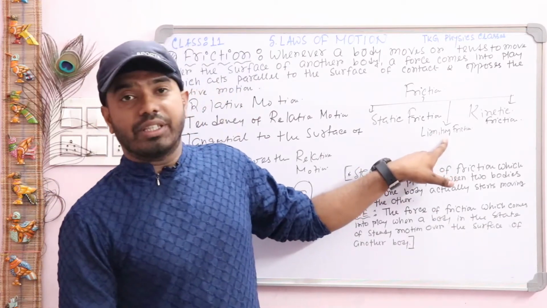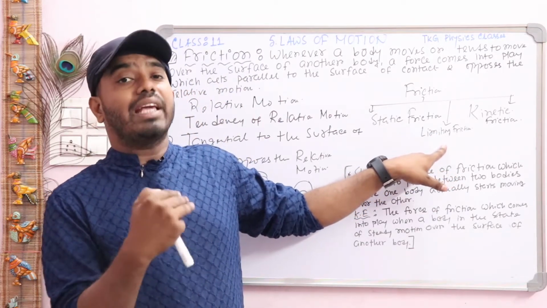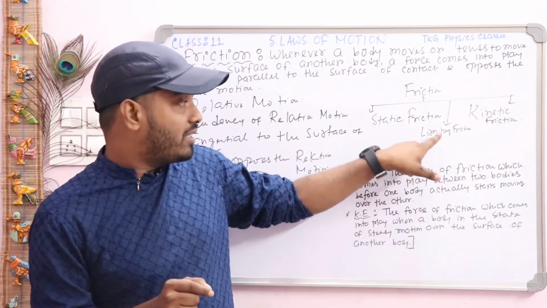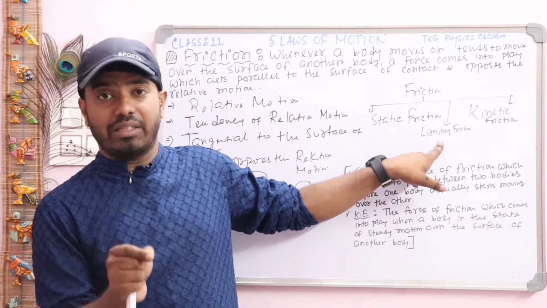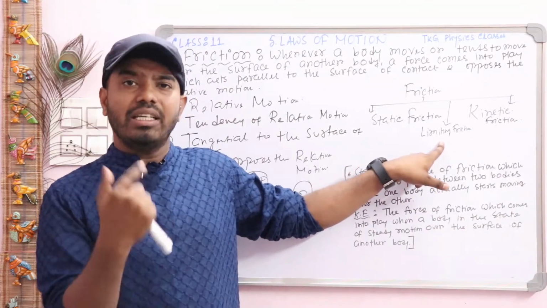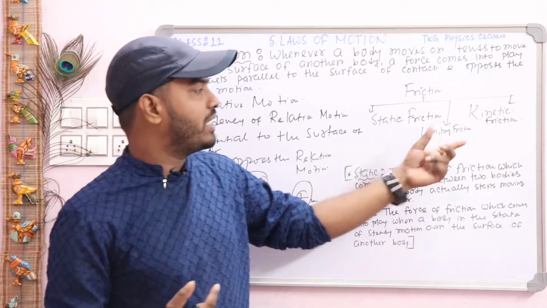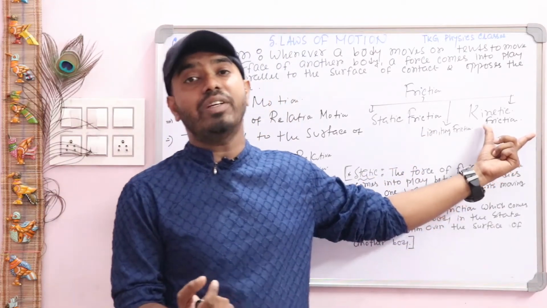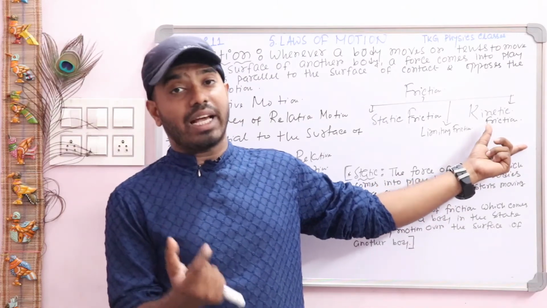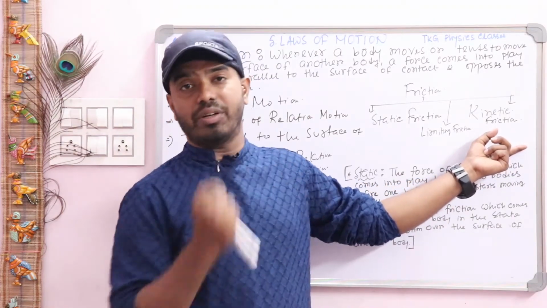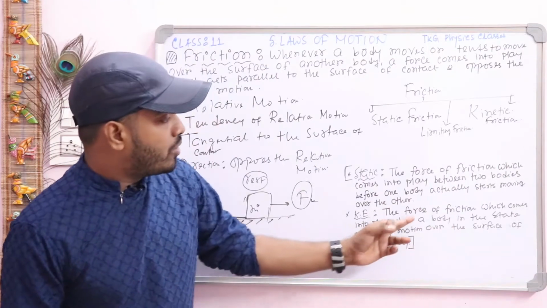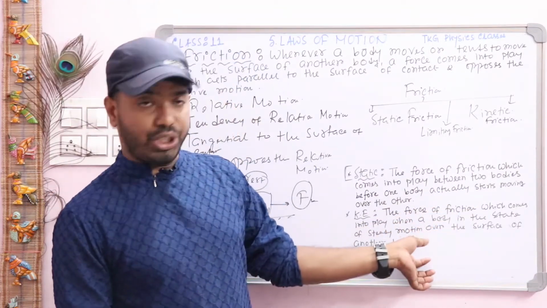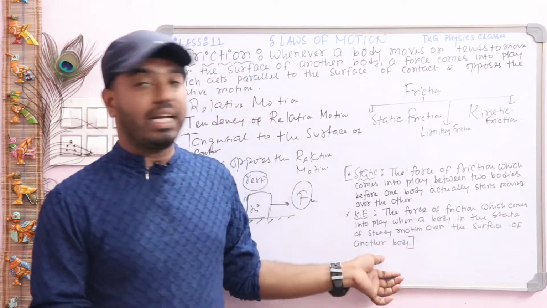Now, limiting friction. The maximum static frictional force is named as limiting friction. This is a type of static friction, but the maximum value of static friction is given another name, which is limiting friction. And there is another part, that is kinetic friction. Kinetic friction means the frictional force which arises when the body is in motion. You see the definition. The force of friction which comes into play when a body is in a state of steady motion over the surface of another body.